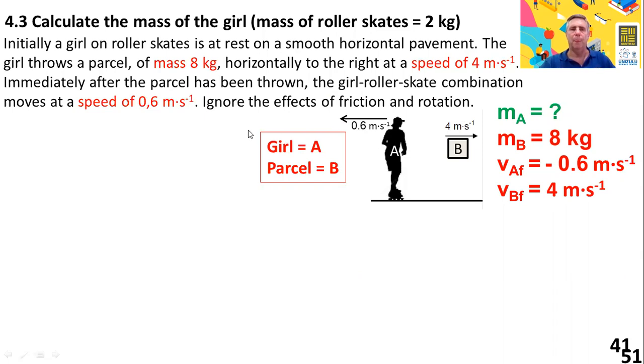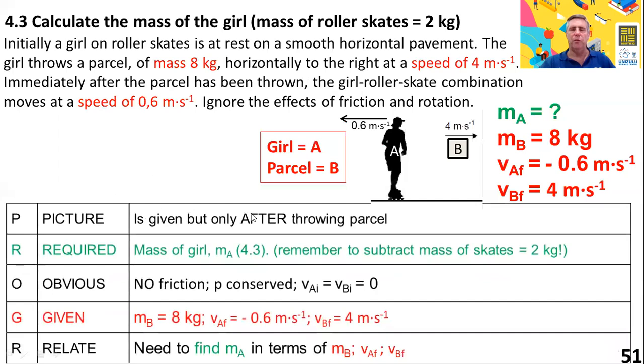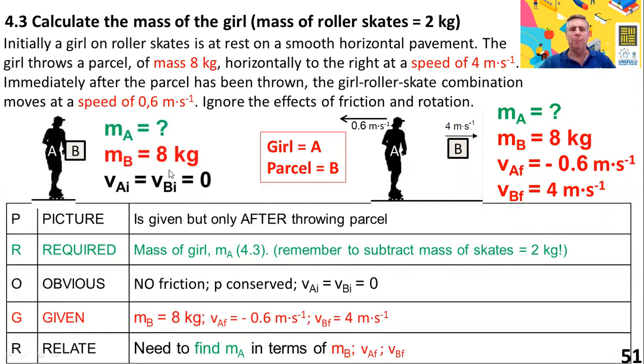It keeps it simple. So let's look at our progress method. A picture is given, but the picture is only given for after. And so it can be quite useful to add a before picture, although it's very simple in that both initial velocities of A, the girl, and B, the parcel, are both 0. So therefore, the total momentum before the parcel was thrown is 0. So when we calculate momentum after, it will also have to be 0. That's why we need that negative sign on the velocity. It's obvious you're told there was no friction, momentum is conserved, and the 2 initial velocities are 0.